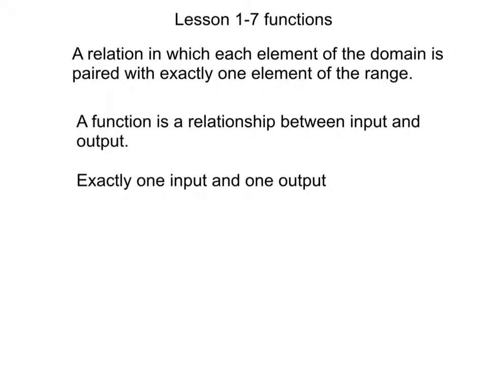Lesson 1-7, Functions. A relation in which each element of the domain is paired with exactly one element of the range is called a function. A function is a relationship between the input and the output. So there's exactly one input and exactly one output. And we're going to look at a lot of examples throughout this lesson.